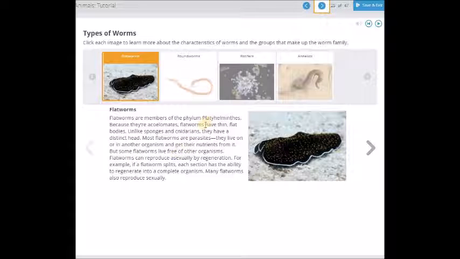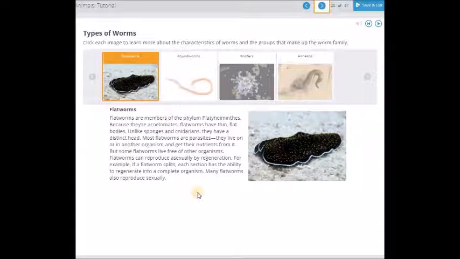Flatworms are members of the phylum Platyhelminthes. They're acoelomates, which means they don't have a coelom at all, no internal body cavity. They're thin, they have flat bodies, but they have a distinct head. Most of them are parasites, which means they live on other organisms to get their nutrients, but some flatworms live free, like this one.